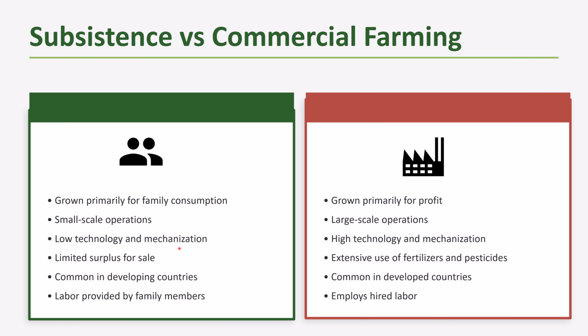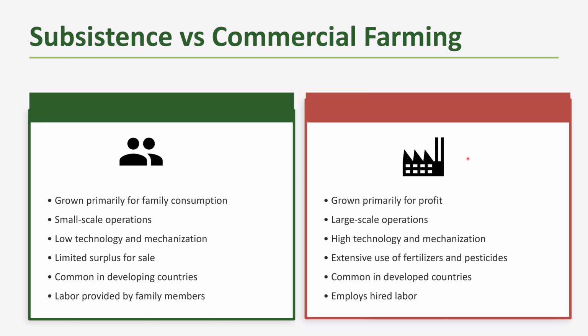Here are some key points: grown primarily for family consumption, small scale operations, low technology and mechanization, limited surplus for sale, common in developing countries, labor provided by family members.